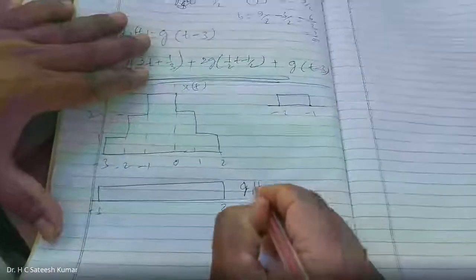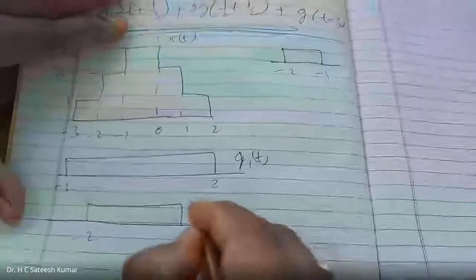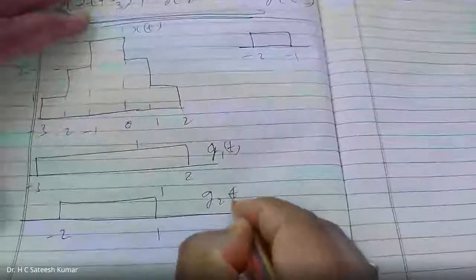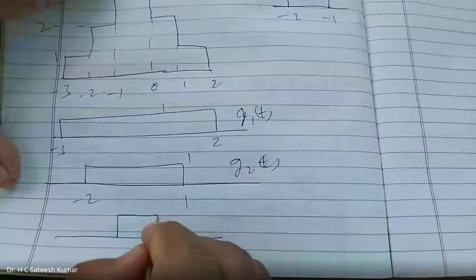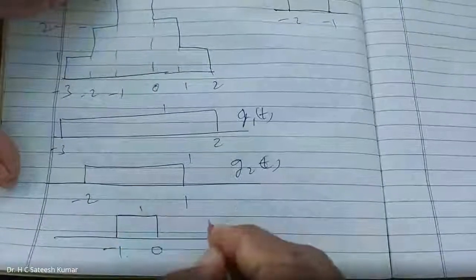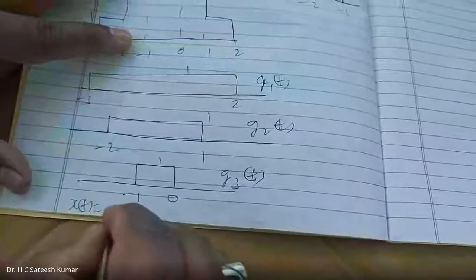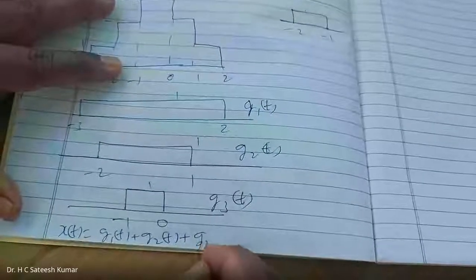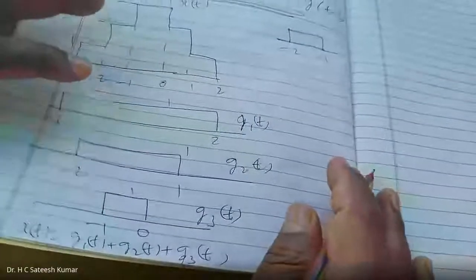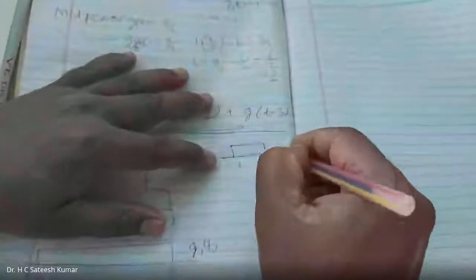Let us call it g1 of t. And -2 to 1, this is g2 of t. The last one, -1 to 0, g3 of t. So x of t is equal to g1 of t plus g2 of t plus g3 of t. Okay, right. So how to do this? This is your g of t.